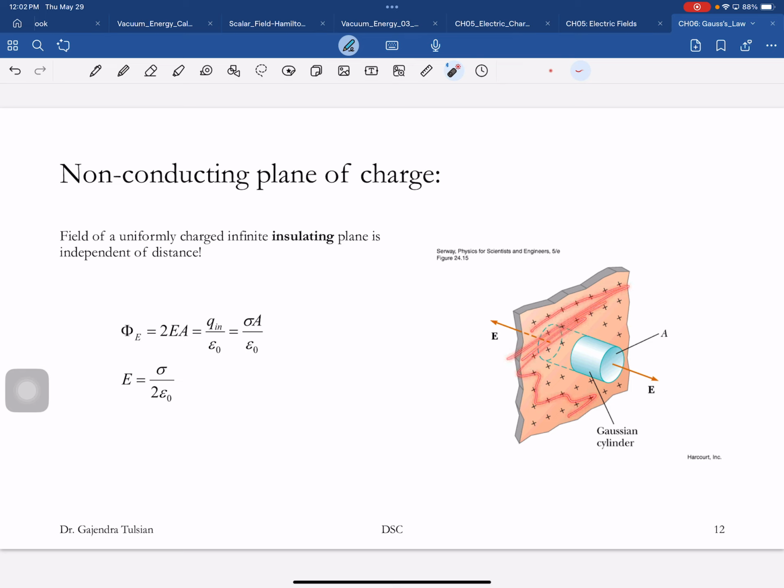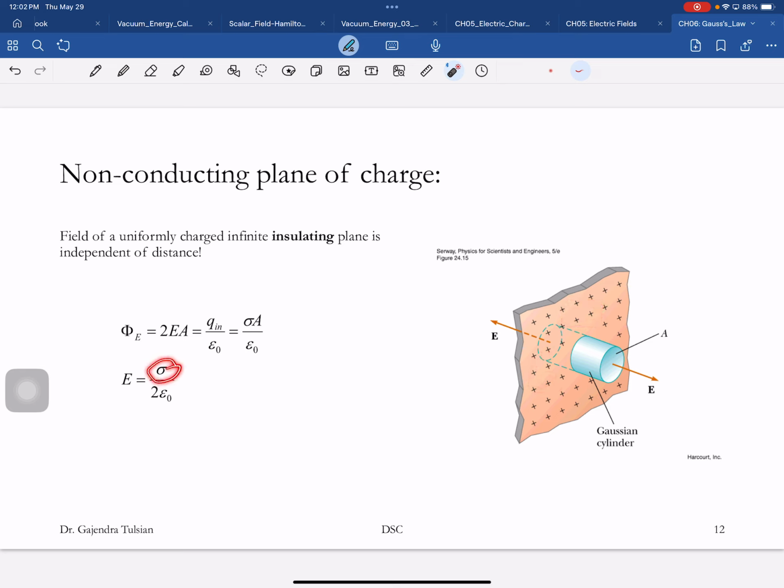You take an insulating sheet, a plastic sheet, and smear it evenly with positive charges or negative charges. What you'll find is the electric field is sigma by 2 epsilon naught. So this has to be an infinite sheet. You're smearing it evenly with charges.